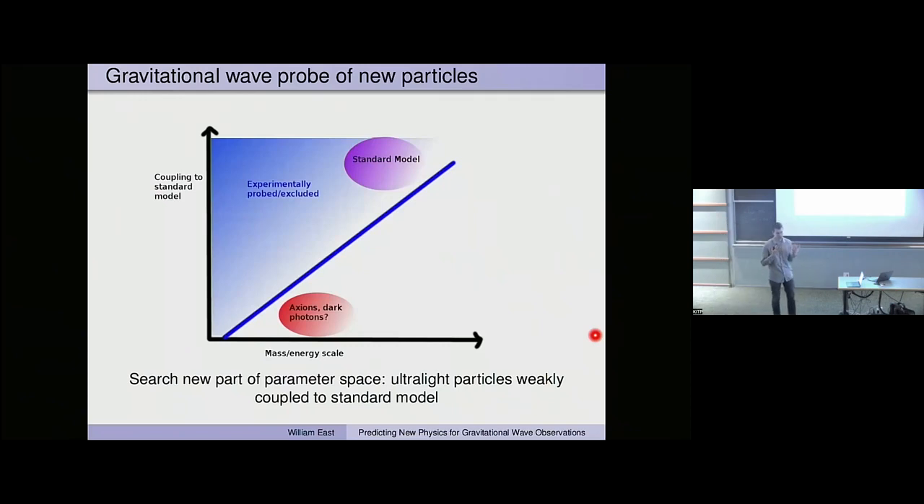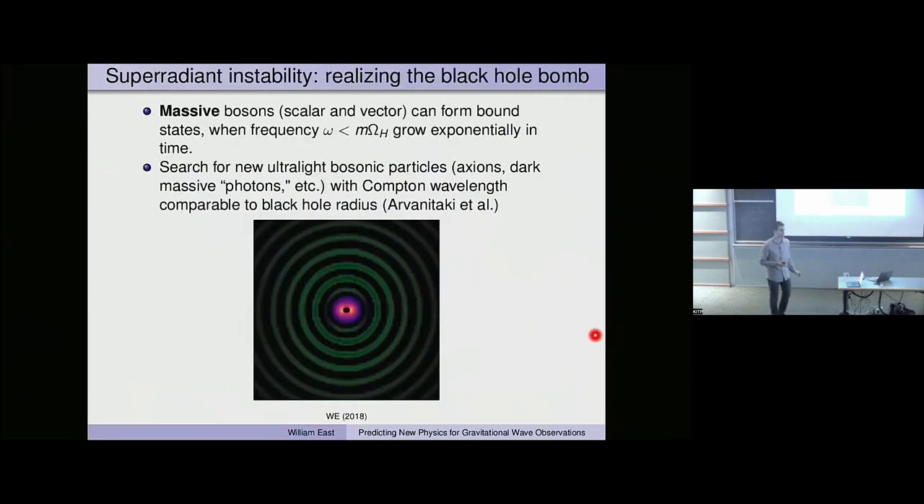It turns out that you can actually look for these ultralight bosons using black holes through a phenomenon called superradiance. The point is that massive bosons, in contrast to massless bosons, can form bound states around spinning black holes. And if the frequency of the boson is less than m times omega h, where m is the azimuthal number of the cloud, and omega h is the horizon frequency of the black hole, then they'll be in the superradiant range, and they'll take rotational energy out of the black hole, and the cloud will grow exponentially in time.